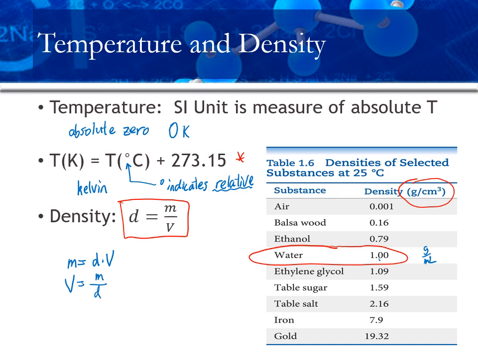These substances here, air and balsa wood, that have lower densities are going to float in water. Things that are heavier than 1 gram per milliliter are going to sink. We all know iron sinks in water, and that's how we can tell.